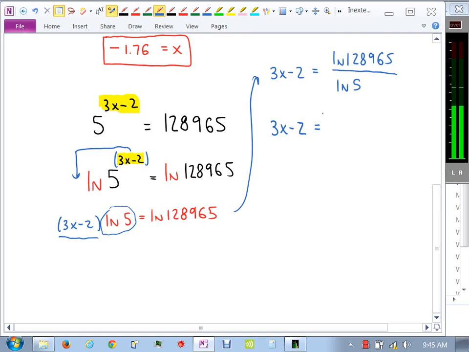Okay, here we have this. This side is 7.31. If you do natural log of 128,965 divided by natural log 5, you get 7.31. Then add 2, 9.31, divide by 3, 3.133, something like that. Is that right? I think that repeats, but anyone get that? 3.133? Oh, 3.333. So something like that.